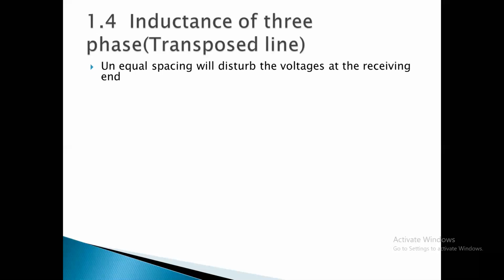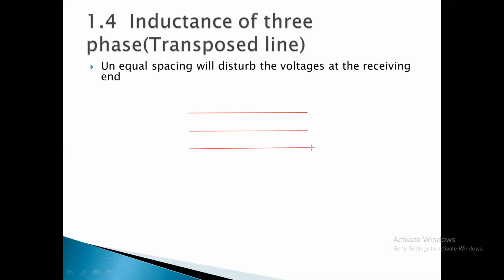But what happens in case of unequal spacing is that the inductance of each transmission line will be different. So that's the problem. At the receiving end, we will get different voltages, but we don't want that. We don't want the voltages at our receiving end to be different. For example, I can write: this is line 1, this is line 2, and this is line 3.